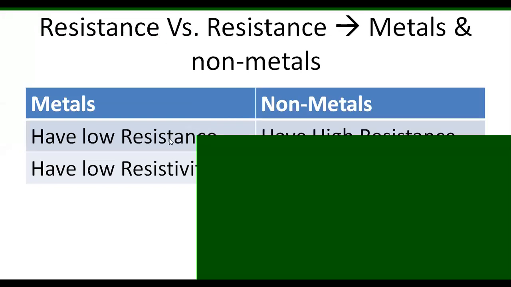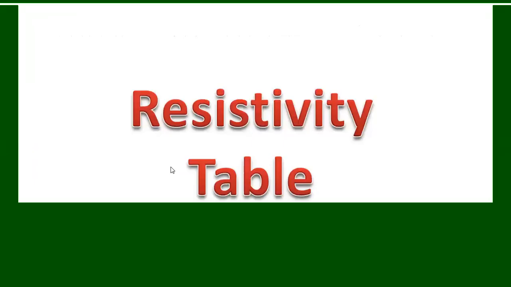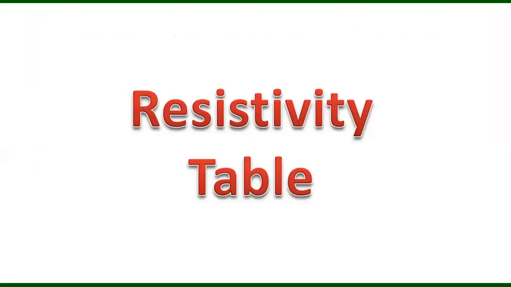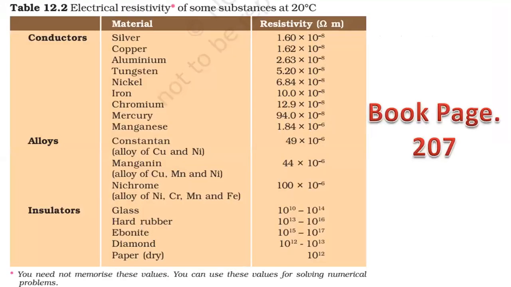Okay. Now, next thing we are going to compare, this is a resistivity table which is given in your textbook. We need to discuss some things about this table because in the exam it is frequently asked. This is the table which is given in your textbook. This table is available on page number 207 of your textbook. But focus here right now. Focus on the last sentence which is given at the bottom.